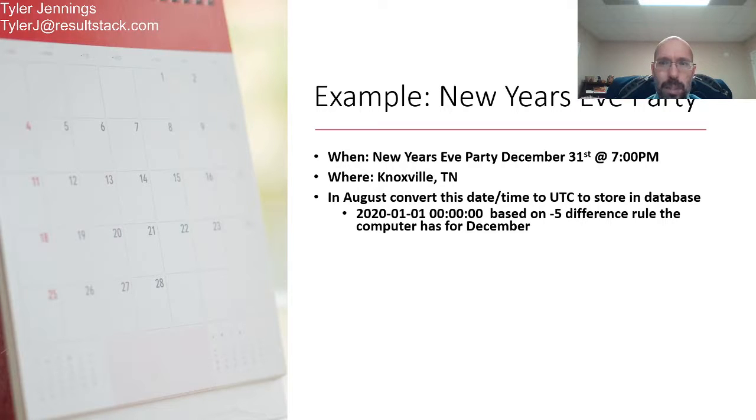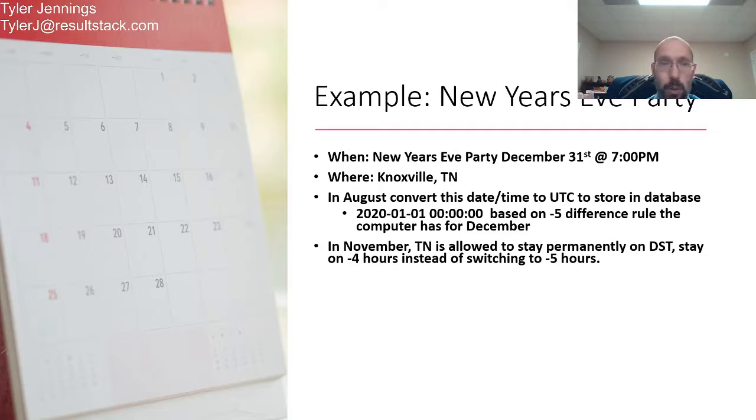Well, when you convert that to UTC in August, your computer says, well, I know that in August we're observing -4 hours, but in December we observe -5 hours behind UTC. So I'm going to go ahead and add 5 hours to this 7 p.m. to make it UTC, because that's what the current rule set says. So when you do that, you actually get January 1st at midnight, UTC time.